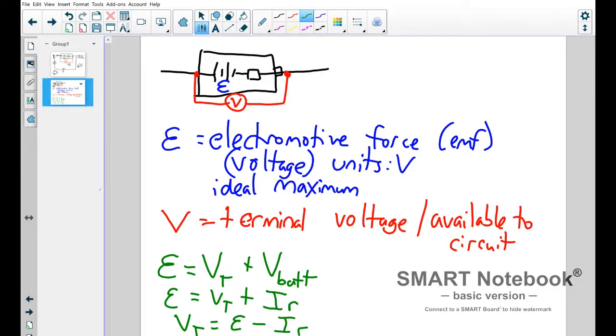So this is the premise of the lab that we're going to do next day. We are going to have different amounts of current running through our simple circuit. It's going to look just like the one I built on PhET. And if I put different currents through this circuit, that's going to change the terminal voltage. It's going to change the amount of voltage drop in the circuit itself because this second term will change.